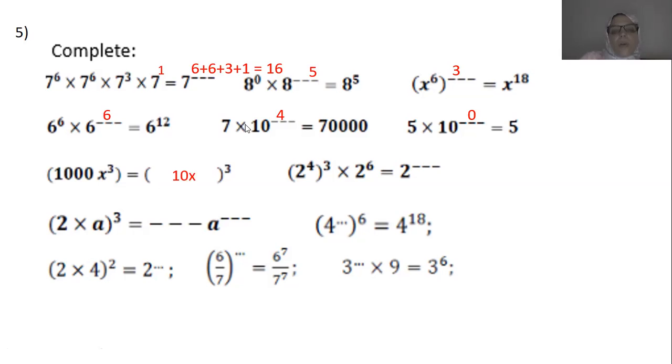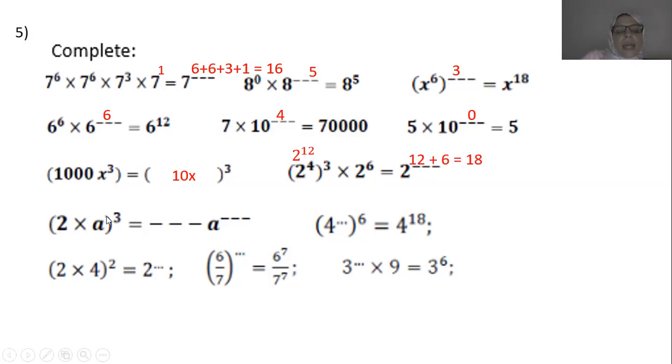So inside we have 10x, all of it to the power 3. Now 2 to the power 4, all of it cubed, times 2 to the power 6 equals 2 to the power what? Here we have a power of a power, so we should make them one power before. So it becomes 2 to the power 12 times 2 to the power 6. Here we are multiplying the same bases, so we add the exponents. 12 plus 6 is equal to 18.